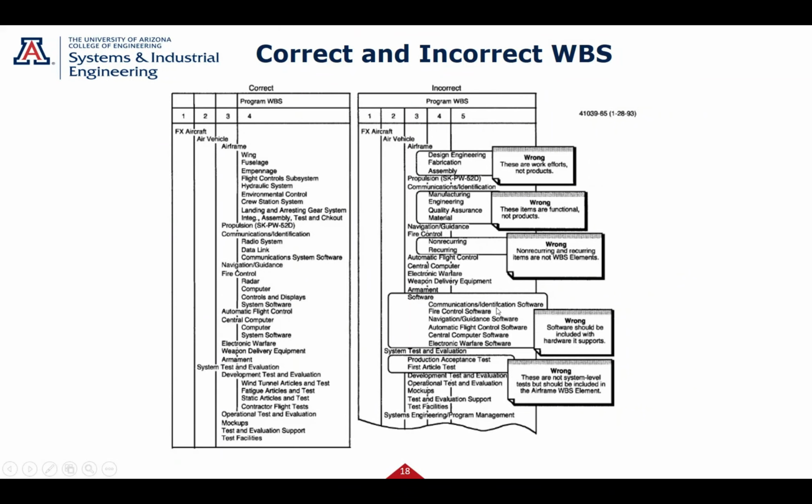Software should be included in the hardware it supports. In this figure, that's what they say. I can argue this one a little bit both ways. Generally speaking, I agree with this. So if you have software for communication, it should be under communication software. Fire control software should be here because that product needs that software. And you expect them, especially if this is a supplier, to deliver that software with that product. So it is better with the product.